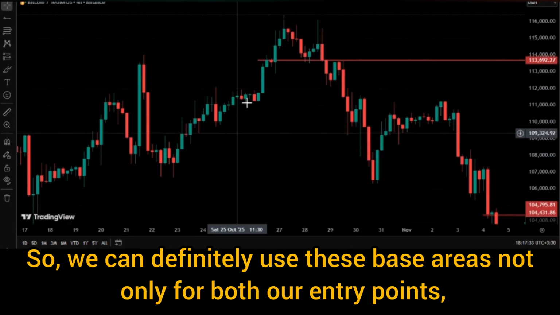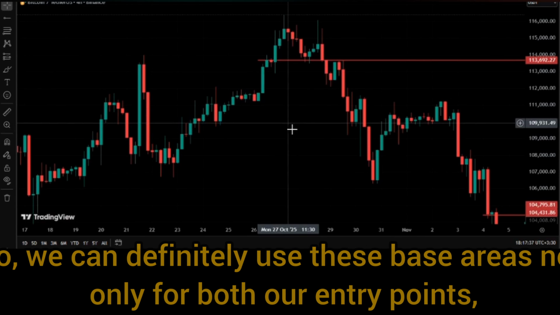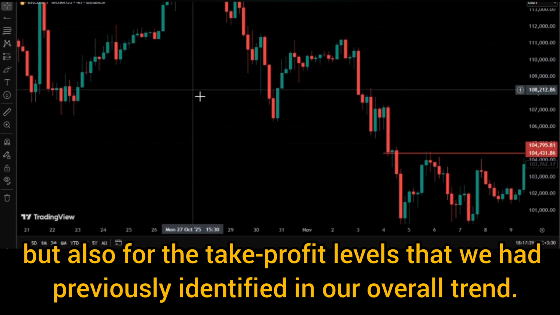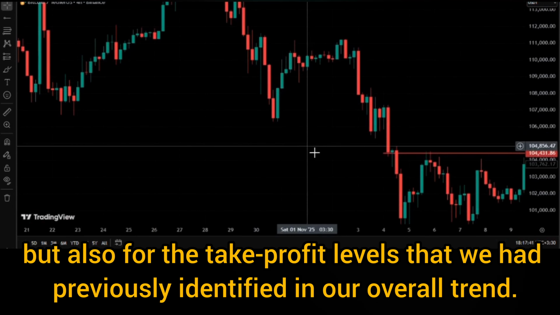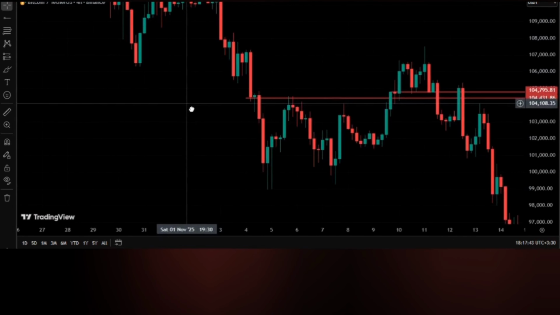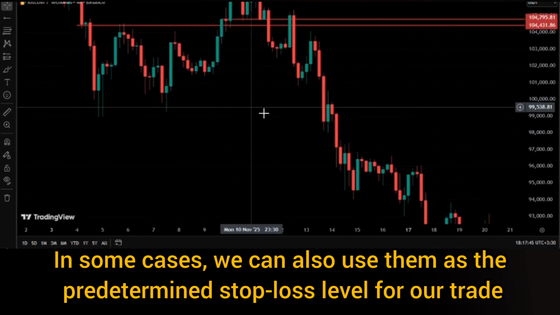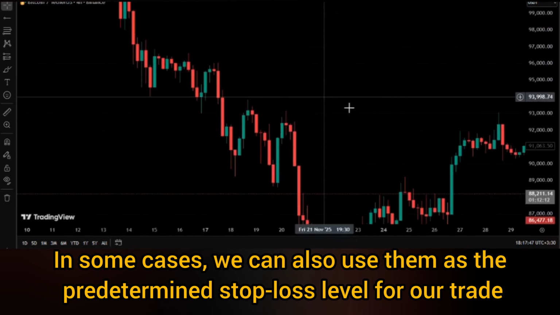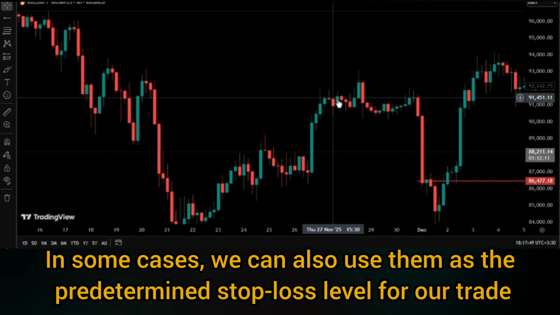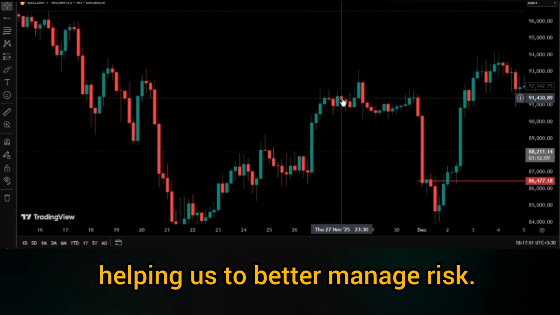So we can definitely use these base areas not only for our entry points, but also for the take profit levels that we had previously identified in our overall trend. In some cases, we can also use them as the predetermined stop loss level for our trade, helping us to better manage risk.